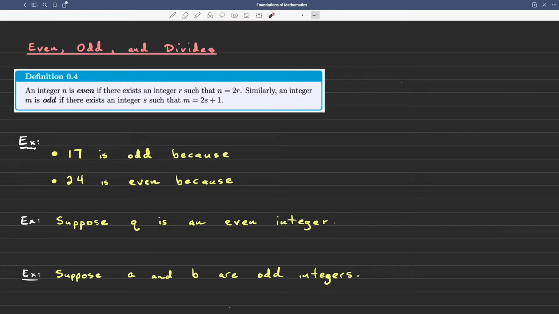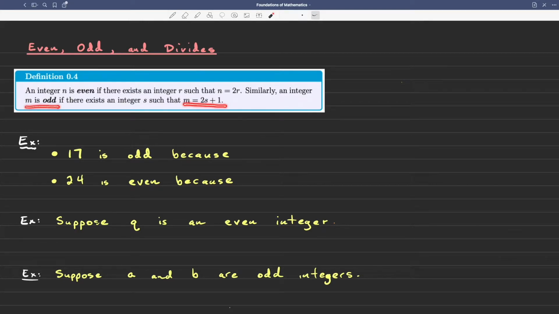To say an integer is even, our definition is going to be that it just means that you can factor a 2 out of it. So n is even if there exists some other integer r such that n is equal to 2 times r. I just think of that as n being even means I can factor a 2 out of it. After I factor the 2 out, what's left? Well, that's the r.